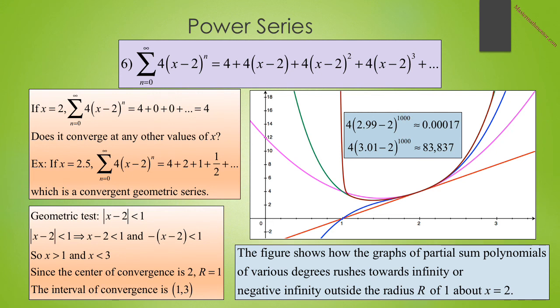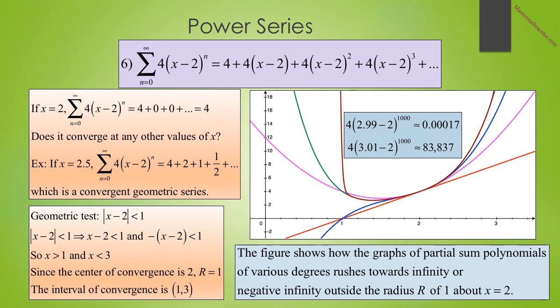There is a fine line between convergence and divergence. For instance, let's look at the term when n is equal to 1000 and x is equal to 2.99. The term that is added is 4 times the quantity 2.99 minus 2 raised to the thousandth, and this is equal to approximately 0.00017. So we are adding very little onto the sum of the series.